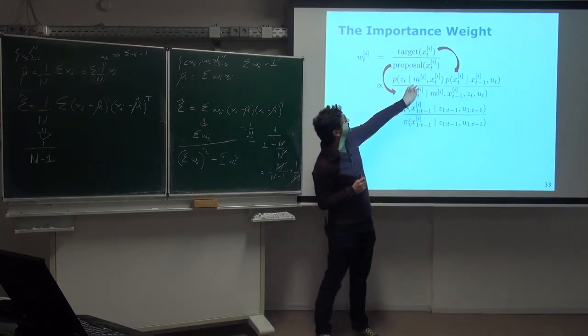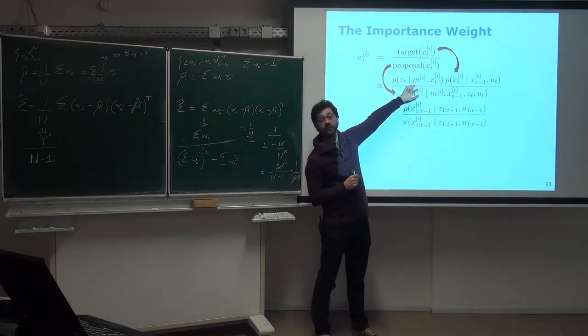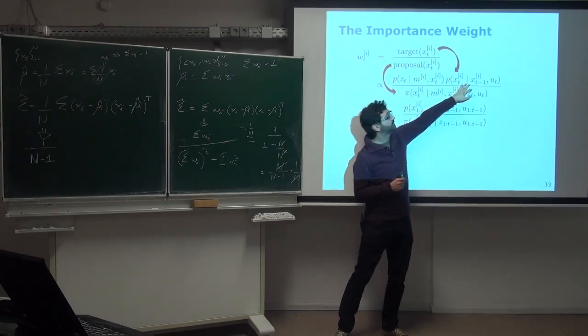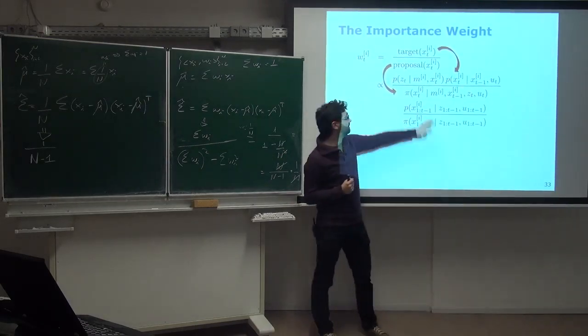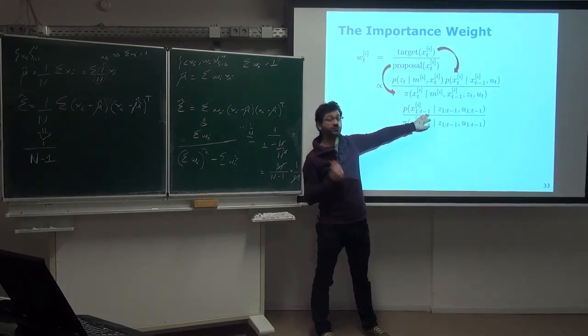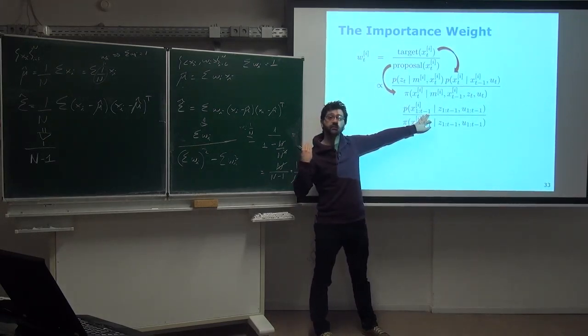We can see that our target is our likelihood at this time step, the motion model that moves the previous sample to the next one, times the posterior at the previous time step. Okay? So that's how our target distribution is.